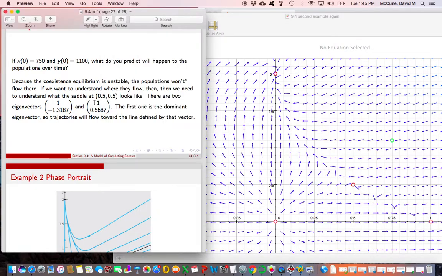This guy here, 1.568, so you go over 1 and then up a little bit, you get an eigenvector line like this. That's why you're seeing some possibility of returning back to this red point along a line like this. It's that less dominant eigenvector.